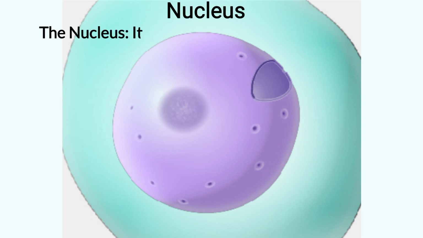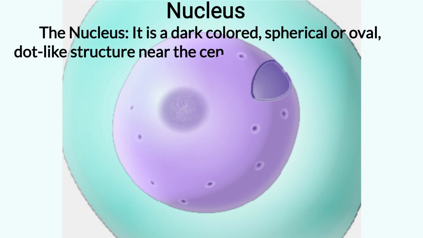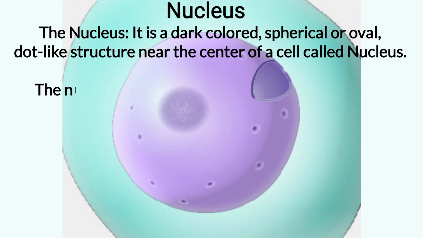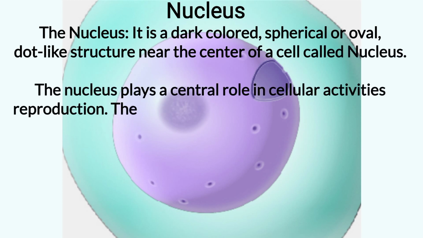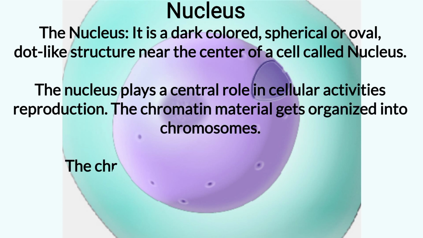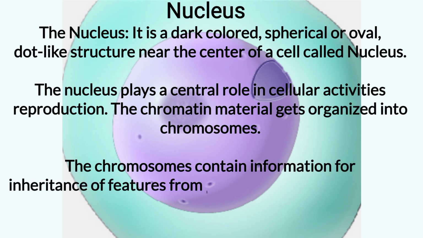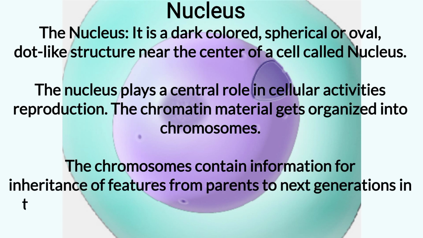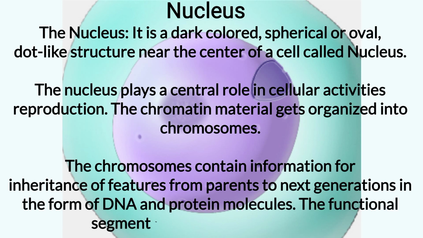The nucleus. It is a dark-colored, spherical or oval, dot-like structure near the center of a cell, called the nucleus. The nucleus plays a central role in cellular activities: reproduction. The chromatin material gets organized into chromosomes. The chromosomes contain information for inheritance of features from parents to next generations in the form of DNA and protein molecules. The functional segments of DNA are called genes.